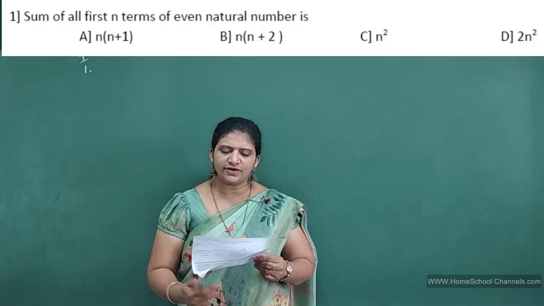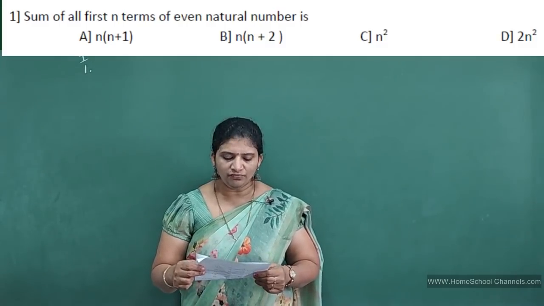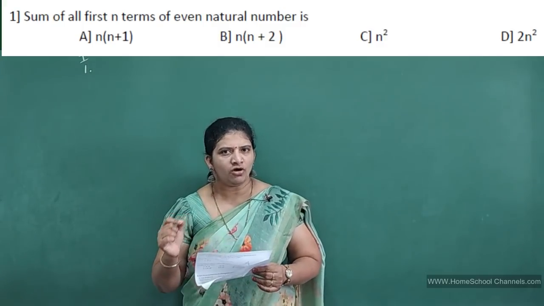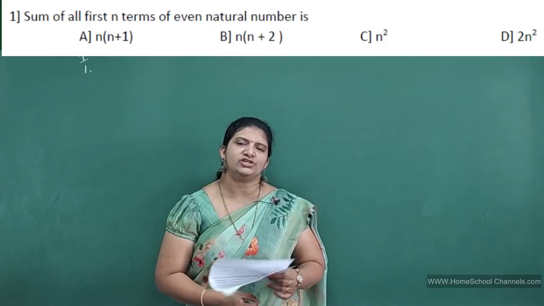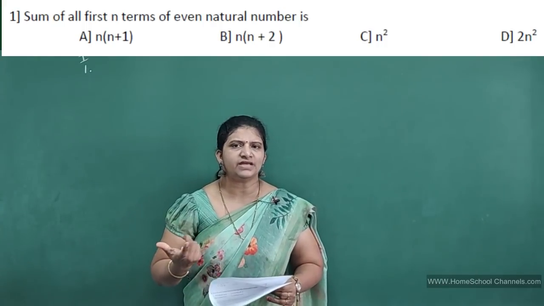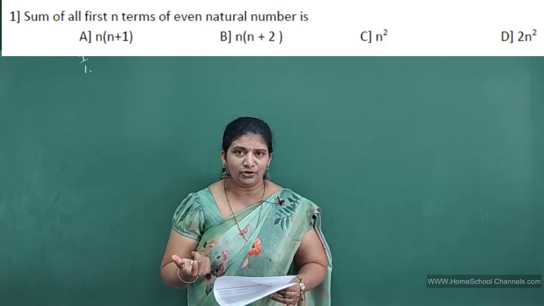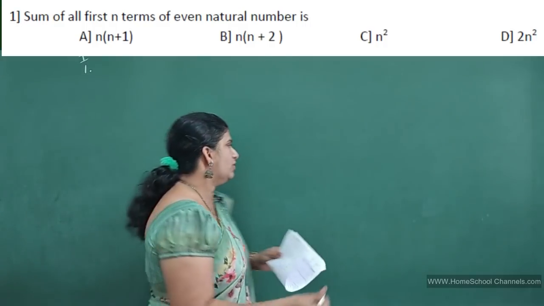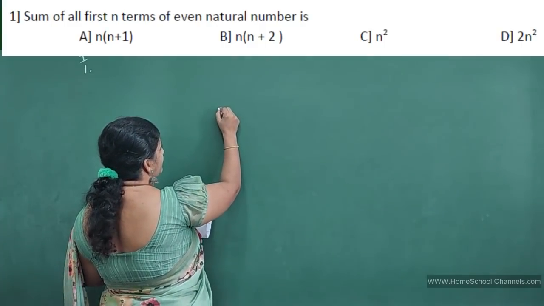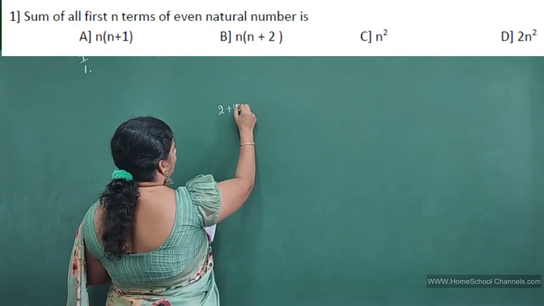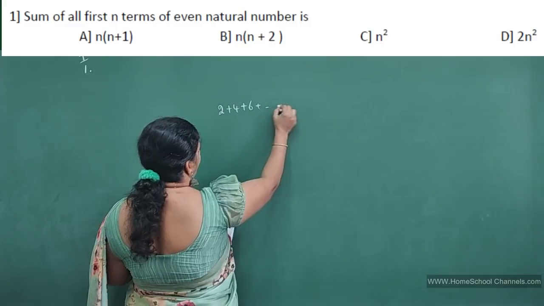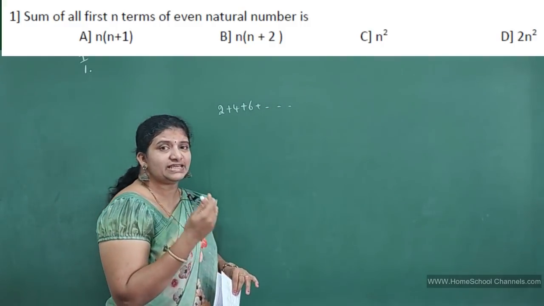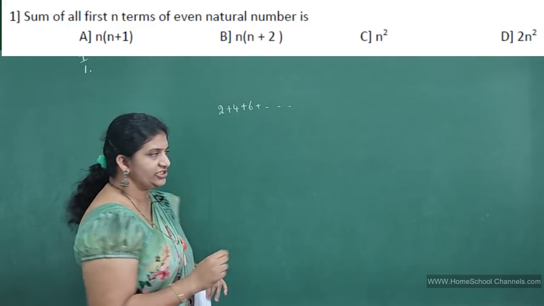Sum of first n terms of even natural numbers. N terms, how many? We don't know n. Sum of n terms we need to calculate. So, what are even natural numbers? 2, 4, 6, and so on. Sum of all these even natural numbers is your question.